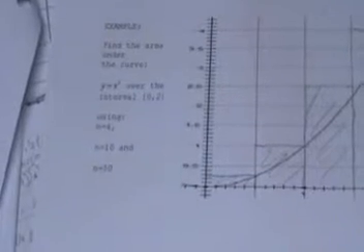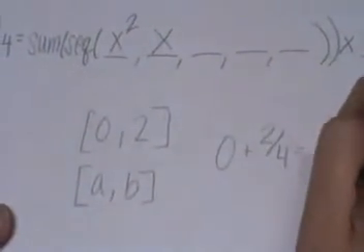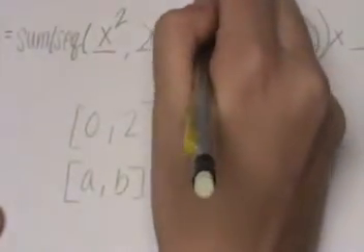The first blank in the sum sequence formula is the function. In this case, it is x squared. The second blank represents your variable, so in this case it would be x. The next blank is a plus b over n. The interval in which you are working is a comma b. So in this case, a is 0, and b over n would be 2 over 4. 0 plus 2 over 4 is 0.5, so the third blank is 0.5.